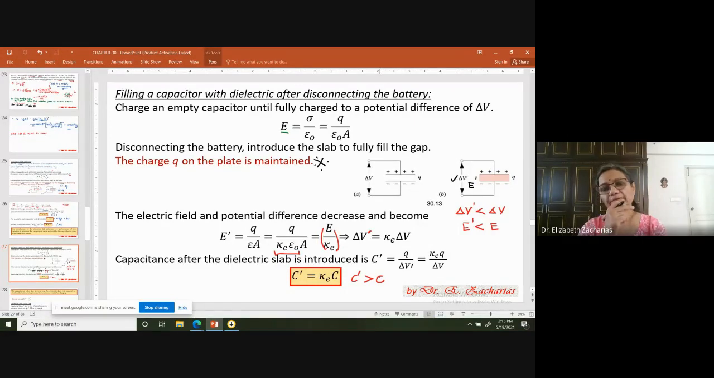Here what happened? E and delta V remained the same. Q prime was greater than Q. C prime was greater than C. Here what is happening? Q is a constant. Delta V and E decreased. Potential difference in electric field decreased, but capacitance again increased. Now let us see what happens to the energy.